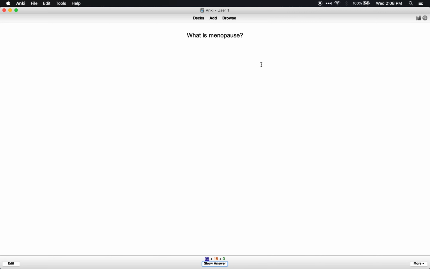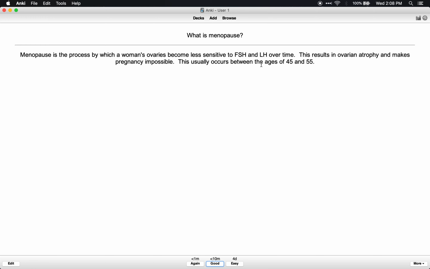Let's see here. What is menopause? It's a process by which a woman's ovaries become less sensitive to FSH and LH over time. Ovarian atrophy makes pregnancy impossible, between ages 44 and 55. Women's ovaries become less sensitive to FSH and LH over time, and this results in ovarian atrophy and makes pregnancy impossible.